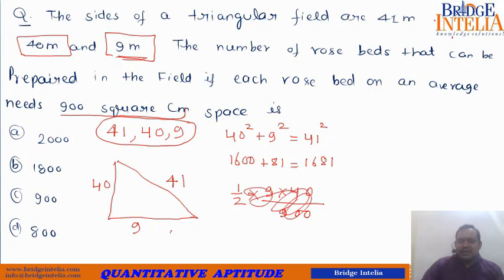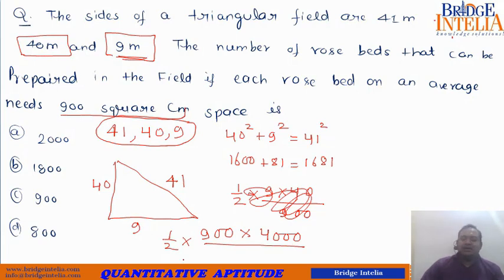So half into base, base is what? 9 meter. So I will write 900 centimeter because 1 meter is equal to 100 centimeter. Similarly, the height is 40 meters. So I will write 40 into 100, that means 4000 centimeter. So this is the area of the triangle.